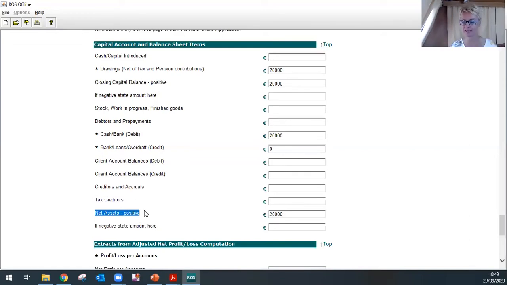It has to balance. So this layout is not really very easy to follow, and it's not in real accounting terms. So it would be easier to understand if you knew how a proper accounting balance sheet is done.